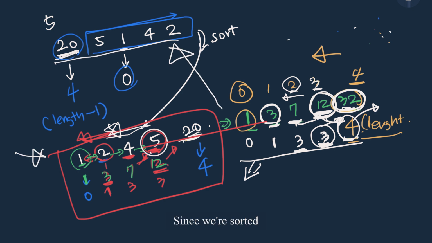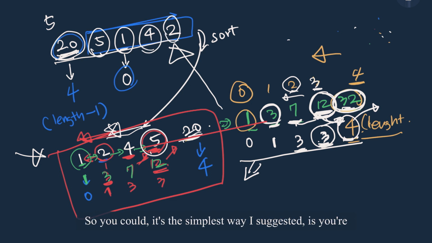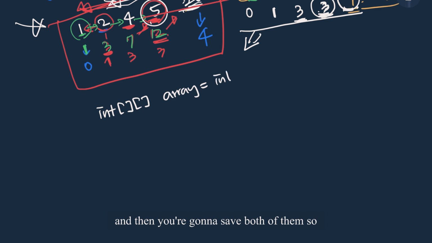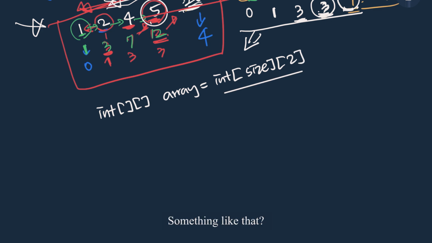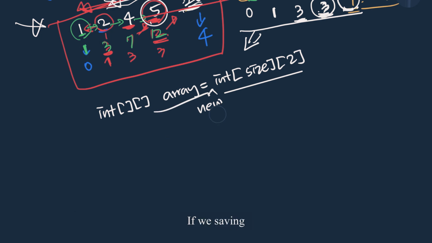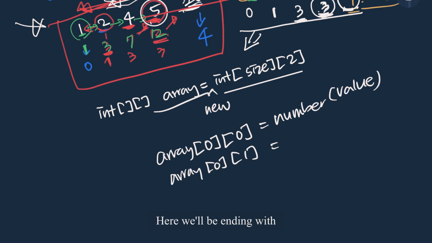Since we sorted, we might not know the index, so we have to save the value with the index together. There are multiple ways. The simplest way I suggest is to create a 2D array, just like that, and then save both of them. So that will be the size here, and then it will be 2, something like that. It will be new int. So whenever we're saving, say we're saving the first array of the value, which starts with 0, and then 0, we can put the number, like a value, what I meant. And then here will end up being the index.